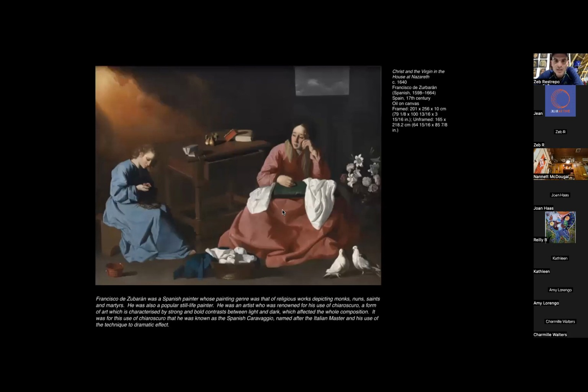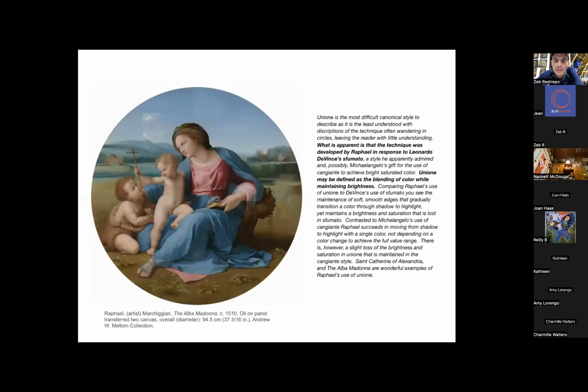Okay, and then this is another fascinating artist that I found. I believe he's from Spain, Francisco de Zurbarán, Christ and the Virgin in the House of Nazareth. He was a Spanish painter whose genre was religious works depicting monks, nuns, saints, and martyrs. He was also a popular still life painter, but you can also see some good examples of chiaroscuro, especially in the way the light originates and the shadows are on the right hand side.